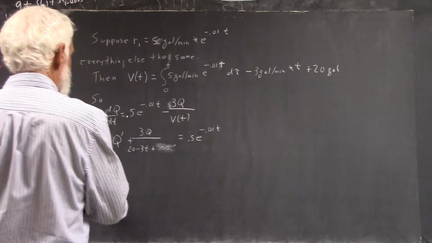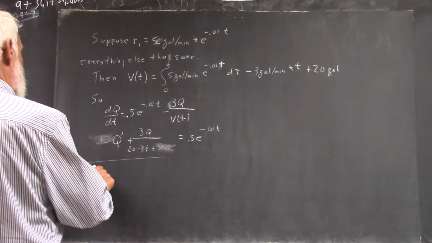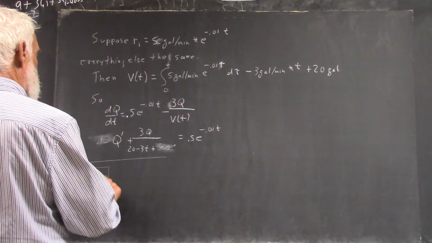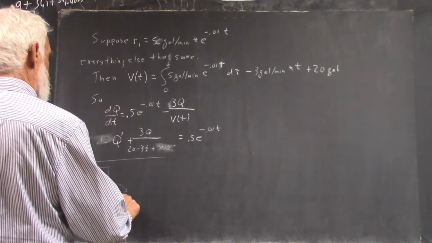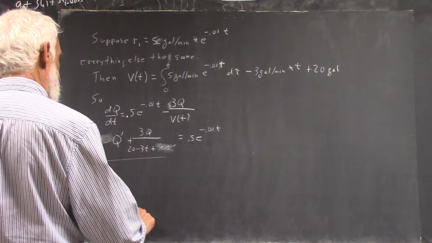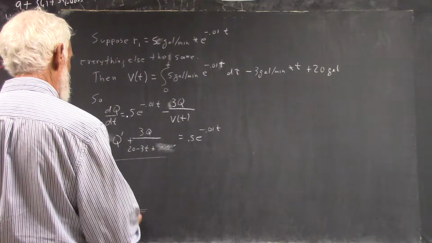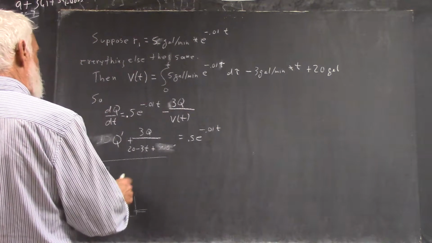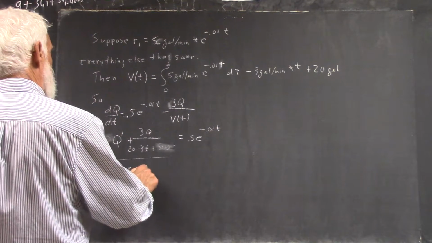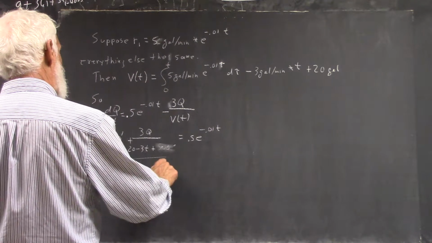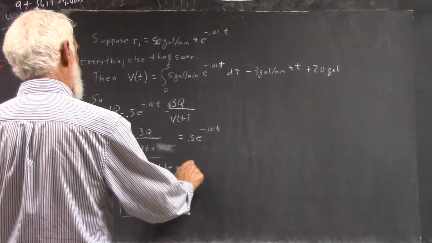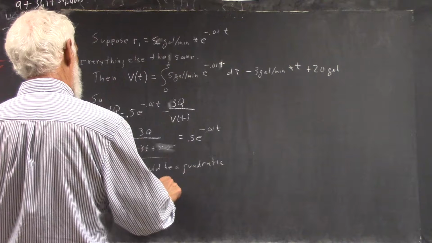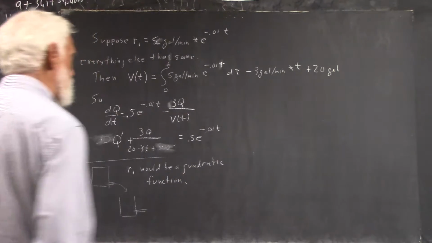Now, if you had a tank here, and you're letting gravity feed this into your tank down here with the outflow. So this is the same tank as before. Then R1 would be a quadratic function.